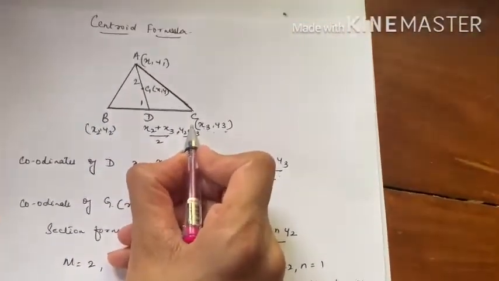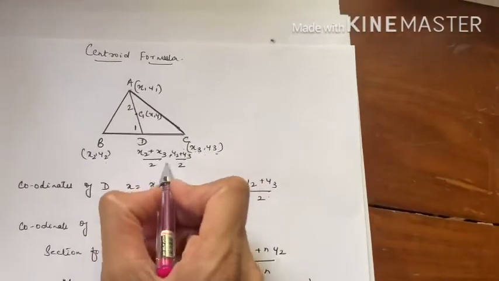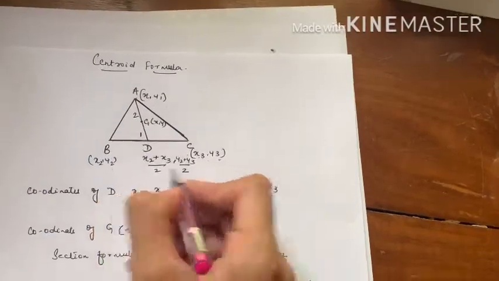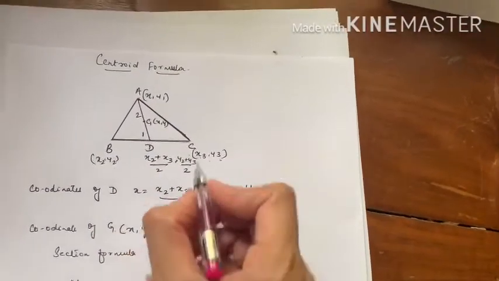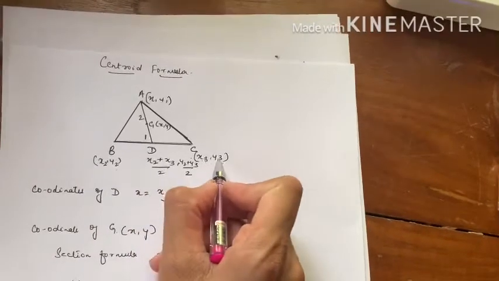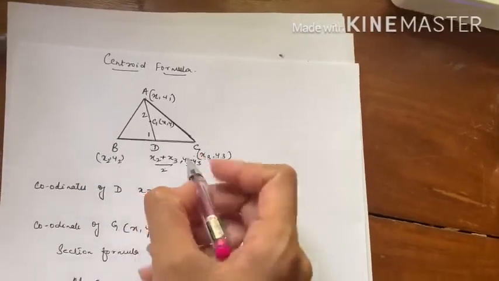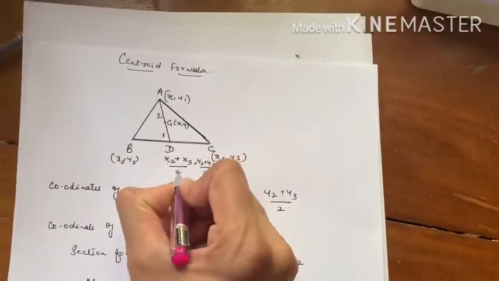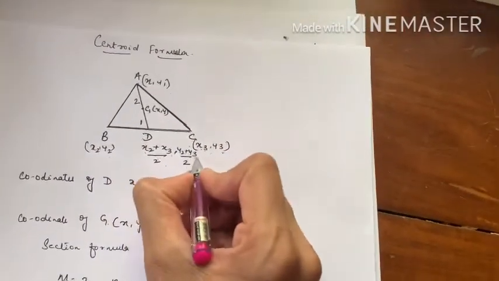So by the midpoint formula, we can get the two coordinates, x and y, as x2 plus x3 divided by 2, because it is our midpoint formula, right? And for y it is y3 plus y2 divided by 2. So I got the coordinates of D as (x2 plus x3 divided by 2, y2 plus y3 divided by 2).